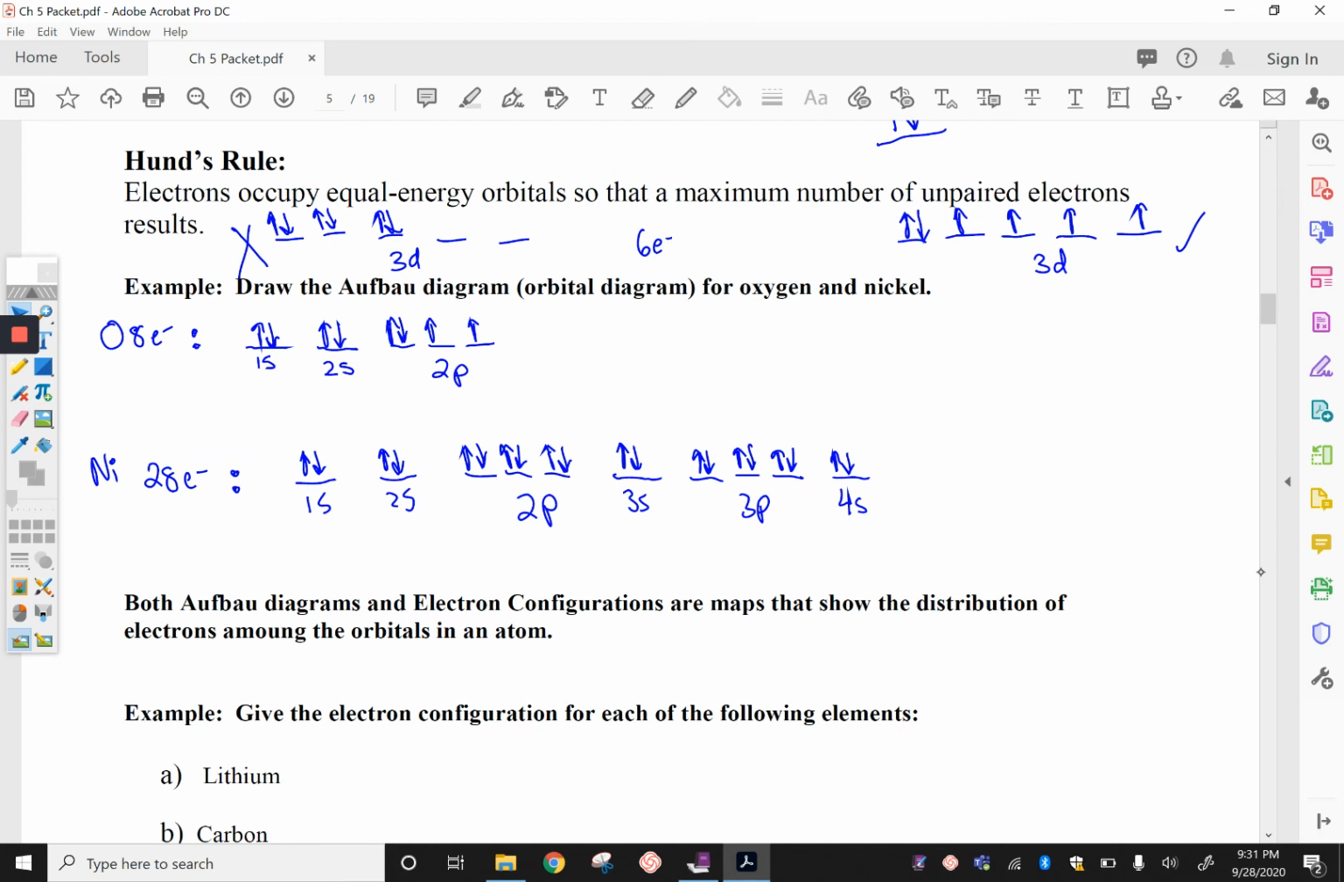What comes after 4s? 3d. 1, 2, 3, 4, 5. The 3d has 5 orbitals. It can hold up to 10 electrons, but how many do I need? I only need 8 more because I've already drawn 20, right? So 8 more. 1, 2, 3, 4, 5, 6, 7, 8. So that is the orbital diagram for nickel. It shows me every single electron in nickel. It's kind of like a map: what energy level, what sublevel, what orbital, and what spin.